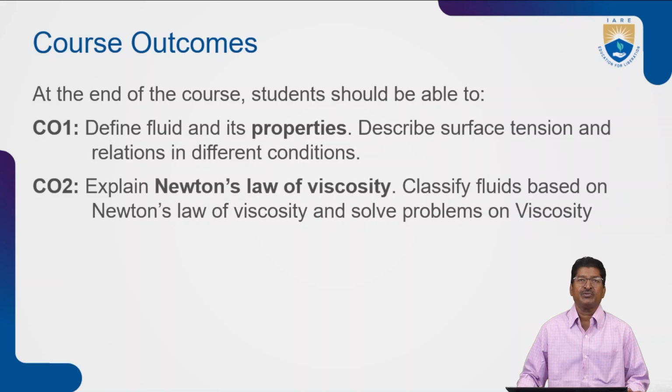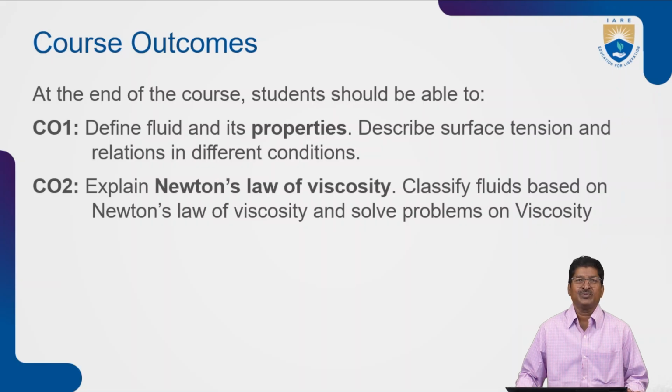Course outcome one is that the students can define the fluids and their properties. They can describe the surface tension and relations in different conditions. So the definition of fluids and properties, surface tension will come under course outcome one.